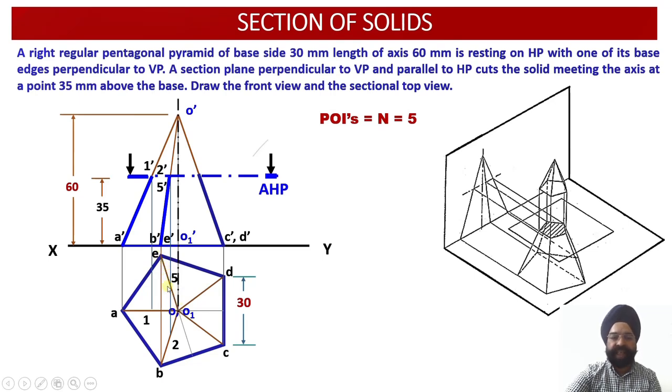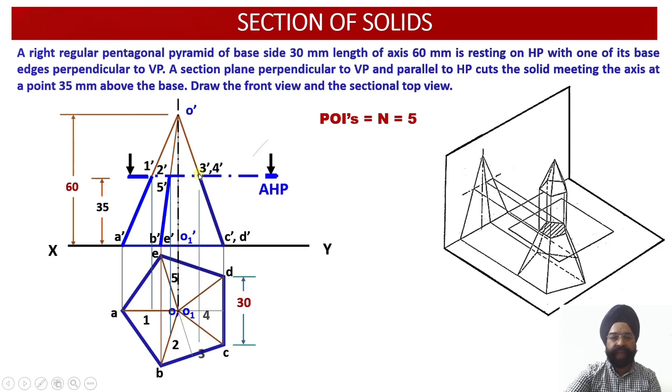So it intersects the slant edge OE at point 5 over here. So point 2 and point 5 have been located. Next, O'C' and O'D' have been cut by the cutting plane at this particular point of intersection. So corresponding to O'C', the name of the point of intersection is 3'.